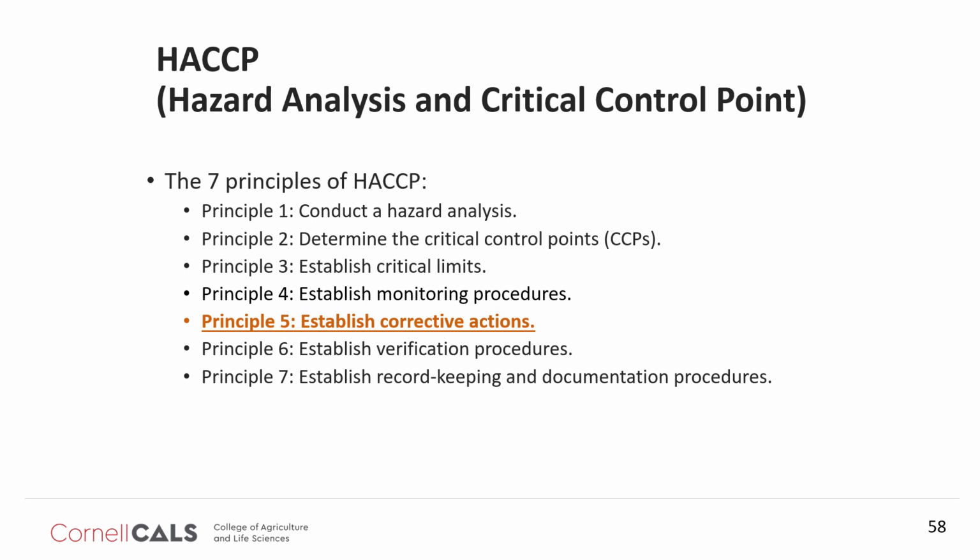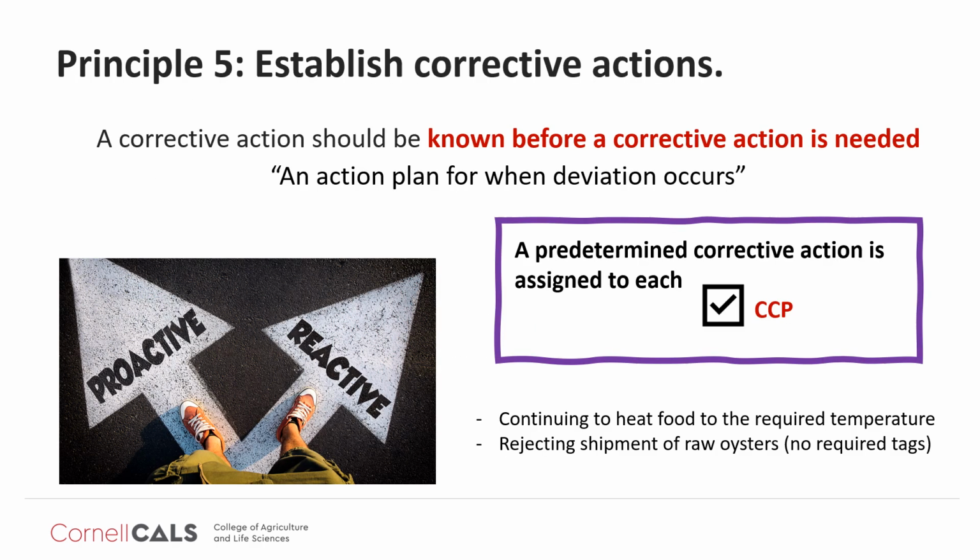Next is Principle 5, establish corrective actions, which we need every time our monitoring under Principle 4 indicates that we did not reach the critical limits, which means that the hazard was not controlled. You have to know what you will do when this deviation happens, and you have to know it before it happens. So each CCP we establish needs a corresponding corrective action for when the limits are not met.